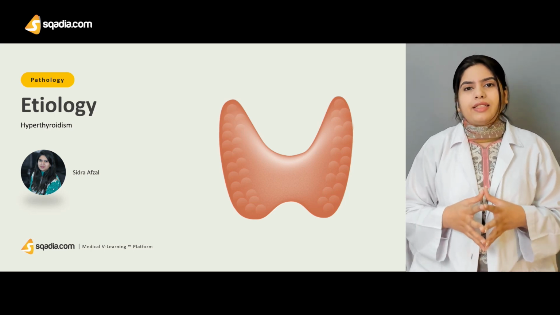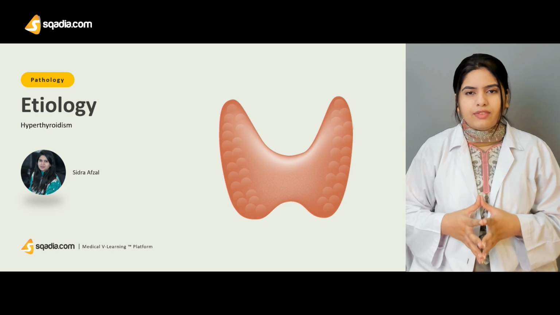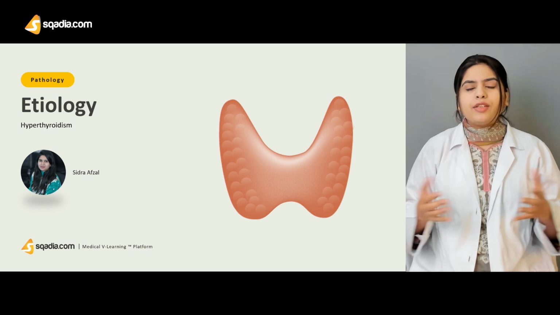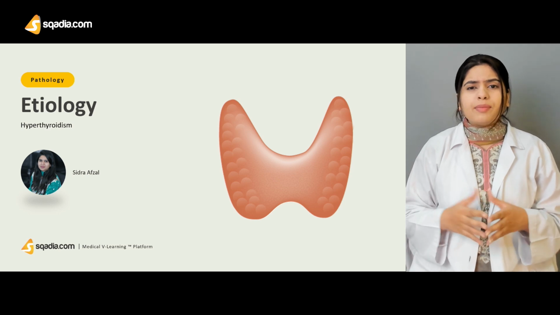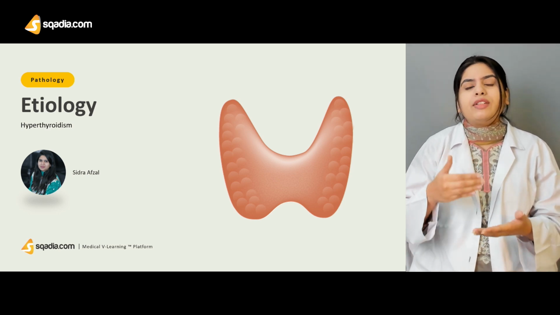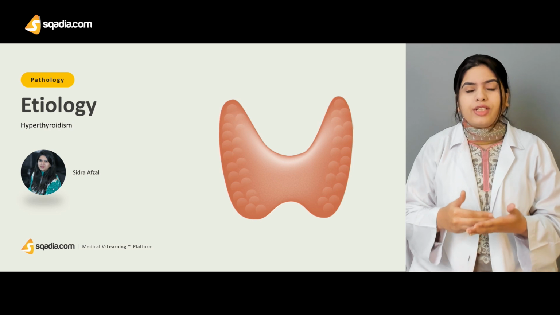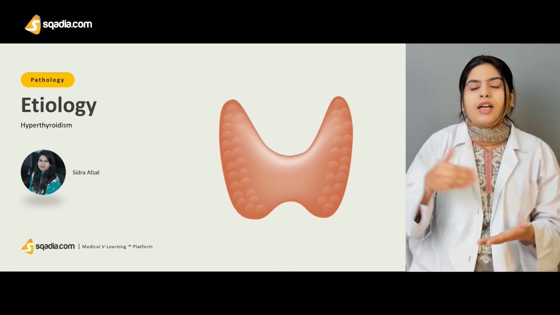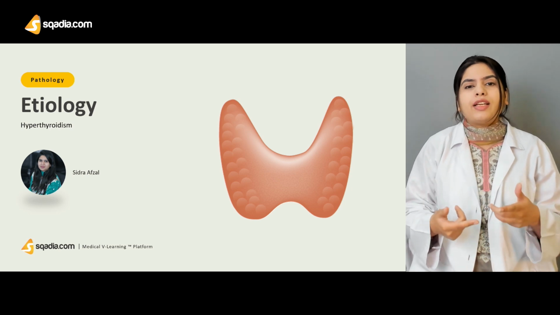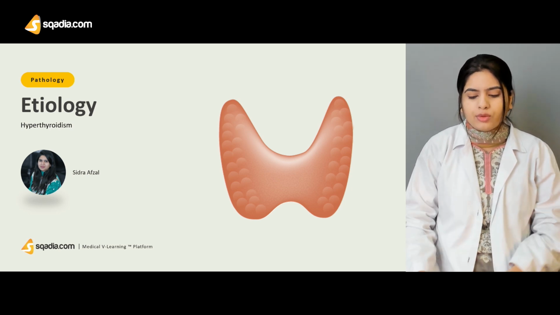Hyperthyroidism is an increase in the thyroid hormone level. Now, this increase can be due to any cause. Basically, the thyroid hormone is being released from the thyroid gland. So there can be any defect, any disease that is affecting the thyroid gland, and in consequence there is an abnormality in the release of the hormone.